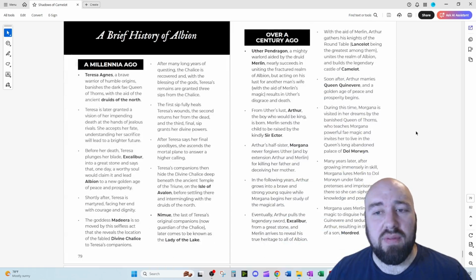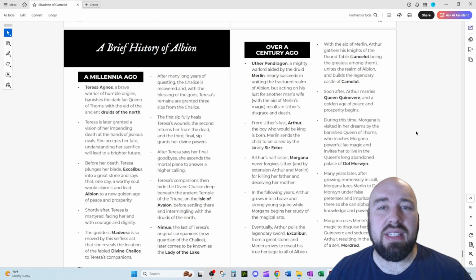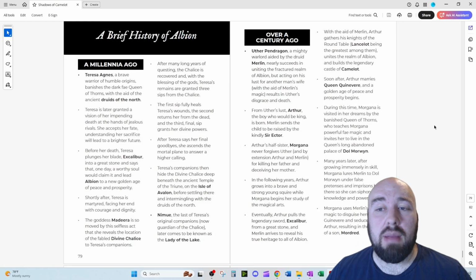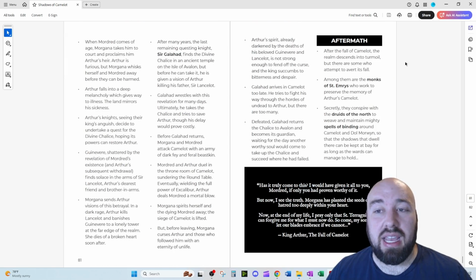And then finally here, we've got a relatively brief 4 pages that has the relevant history for the lands of Albion, including how I tied this in to the default Shadowdark setting. And then some additional information about the rise of Arthur, the fall of Camelot, and what happened in the aftermath. So that kind of brings us to the end of the PDF. Let's dive into some of the extra content that's also included.